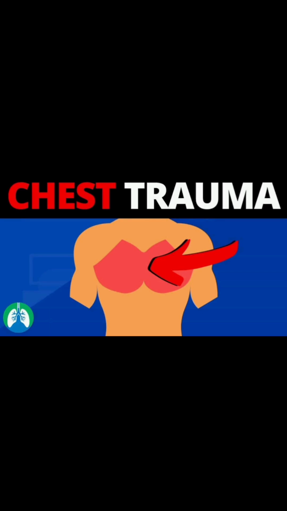Chest trauma and thoracic injuries. Thoracic injuries are the cause of death in 20% to 25% of all trauma victims. Injury to the chest wall is found in 45% of these thoracic trauma victims.